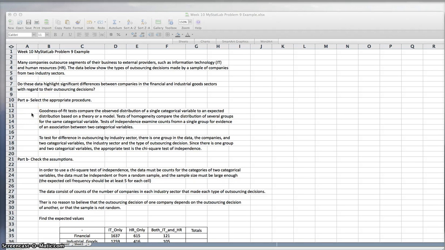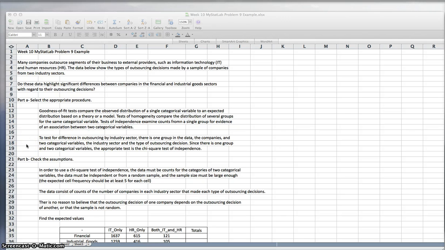So we're looking at goodness of fit, and that compares the observed distribution of a single categorical variable to an expected distribution based on a theory or model. Test of homogeneity compares the distribution of several groups from the same categorical variable, and test of independence examines counts from a single group for evidence of an association between two categorical variables.